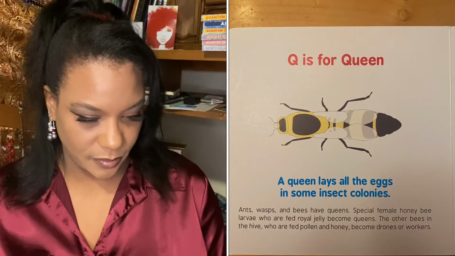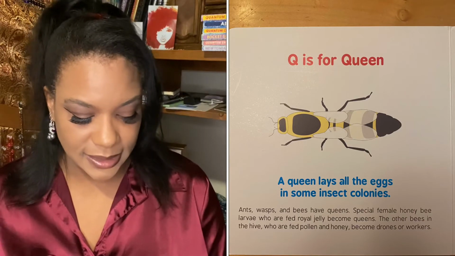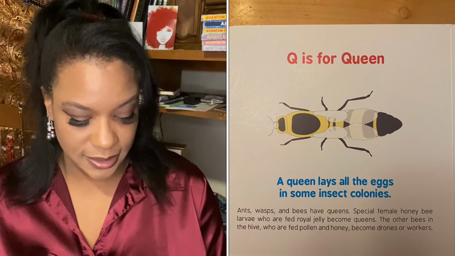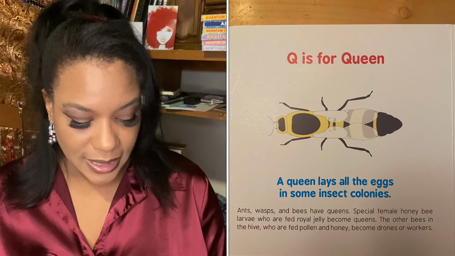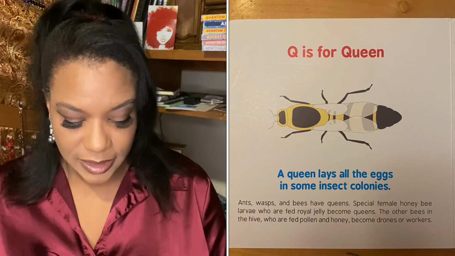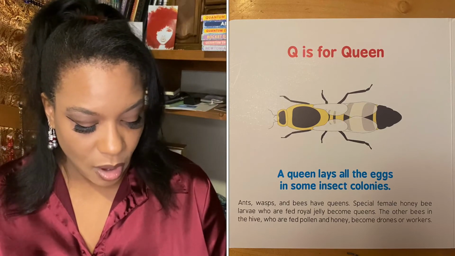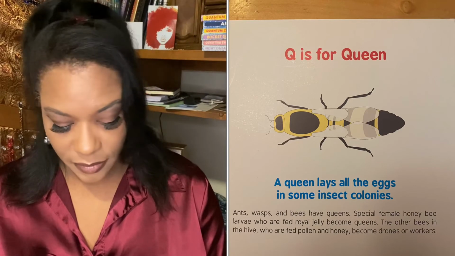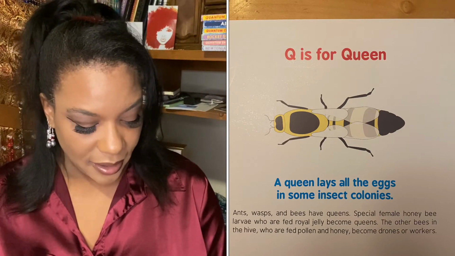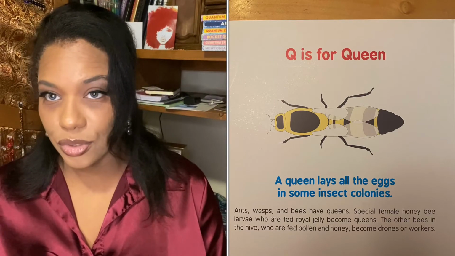Q is for queen. A queen lays all the eggs in some insect colonies. Ants, wasps, and bees have queens. Special female honeybee larvae who are fed royal jelly become queens. The other bees in the hive who are fed pollen and honey become drones or workers.